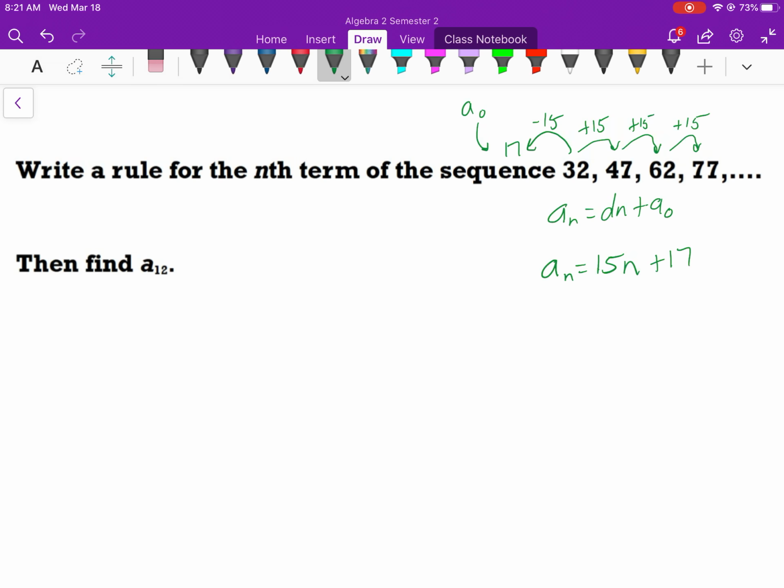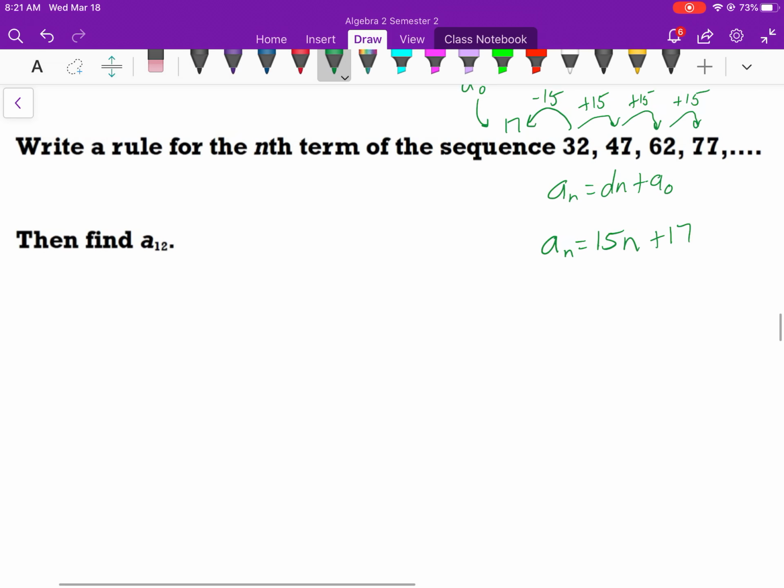So there's our general rule for the sequence. Now, if you have noticed, the general rules for arithmetic sequences look very similar to slope-intercept form. That is because all arithmetic sequences are linear in nature. If you see, y is equal to 15x plus b. If we think of this as a point, that would be (1, 32), since that is the first term, and that term is 32.